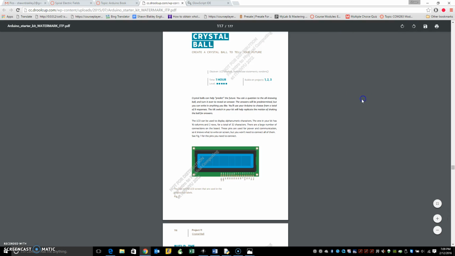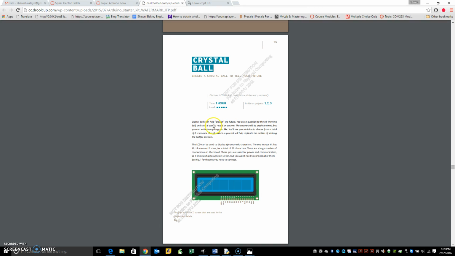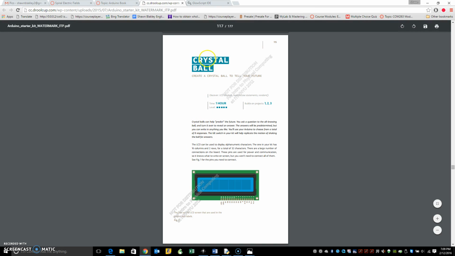Okay, so after this, we moved back into Arduino boards, continuing our projects from Tuesday, and we were assigned another one, and this time it was the crystal ball.